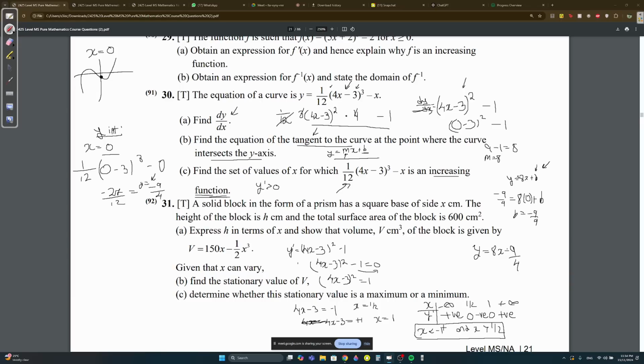Okay, so for x less than half and x greater than 1. Okay.